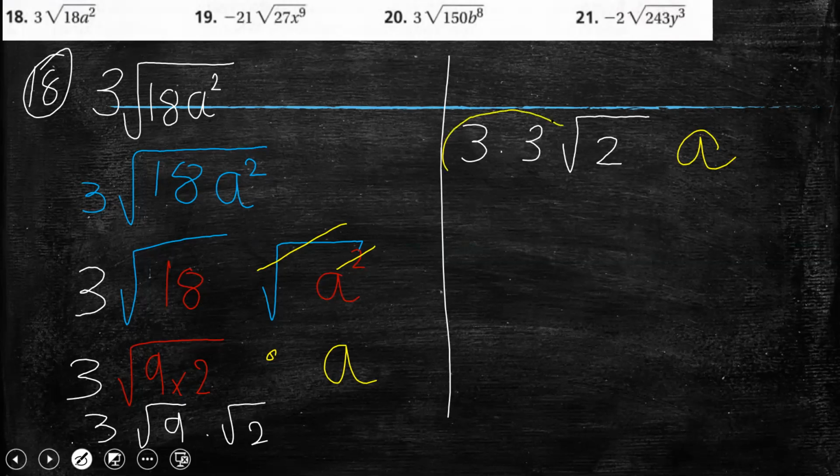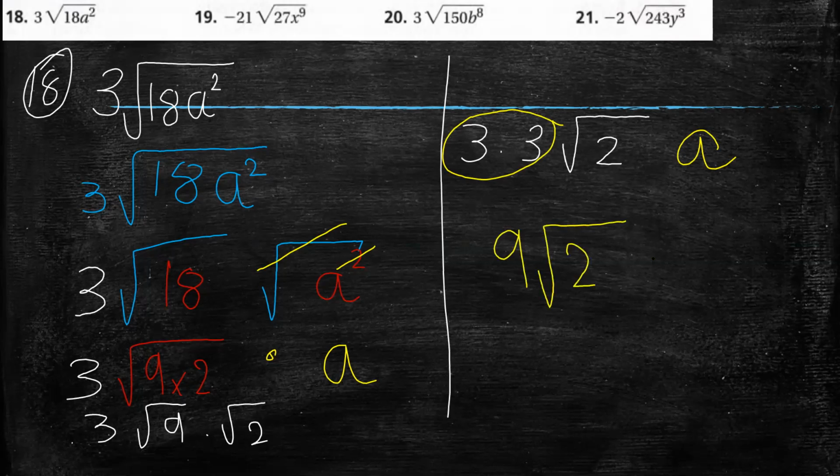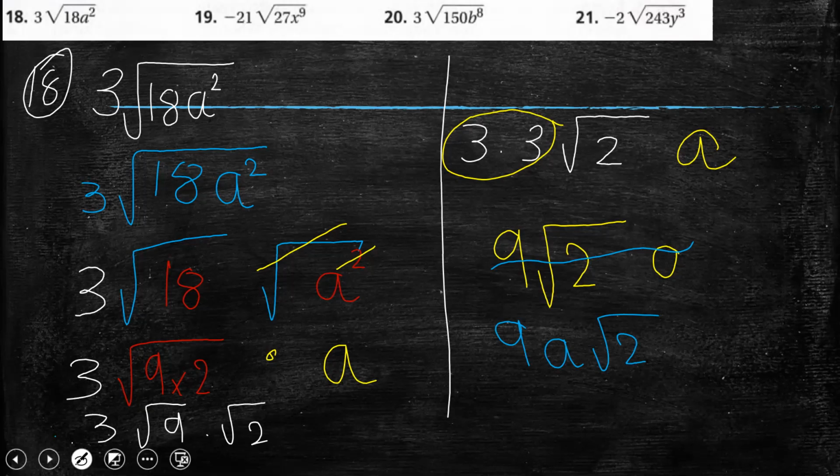3 times 3, 9. 9 square root of 2 times a. Or we can say it like 2a. 9a square root of 2. Okay? 9a square root of 2. When I wrote it like this, 9 square root of 2 times a, I must first write the numbers, then I must finish with the square root.